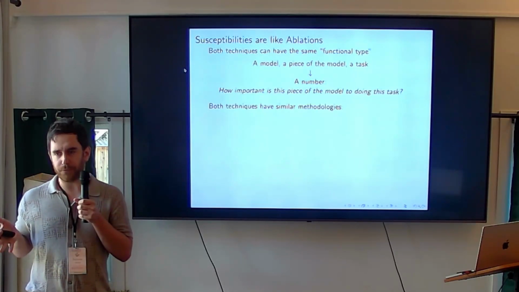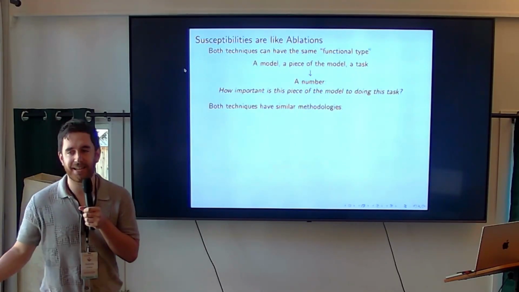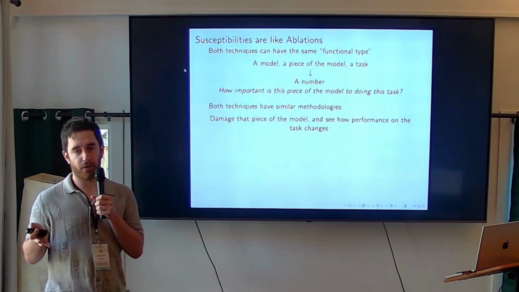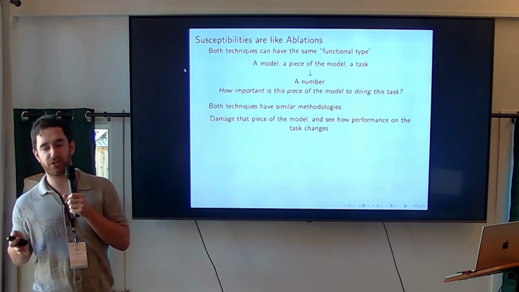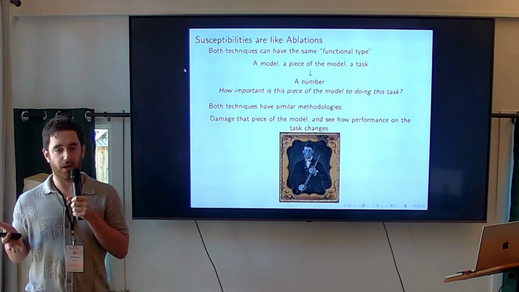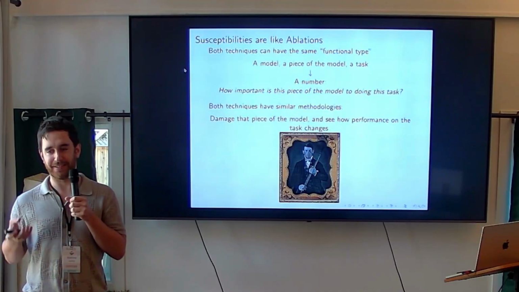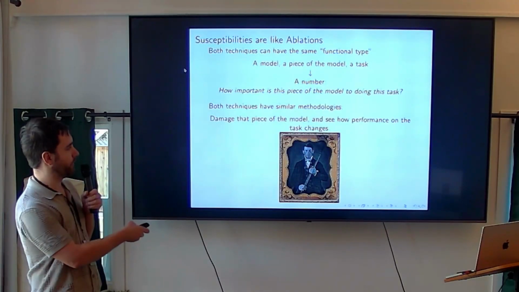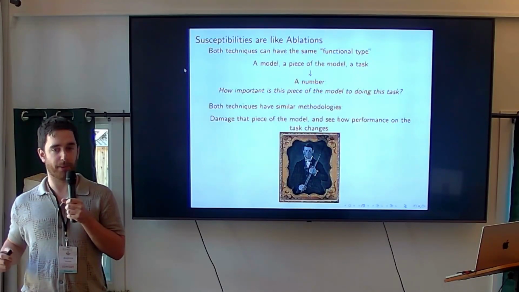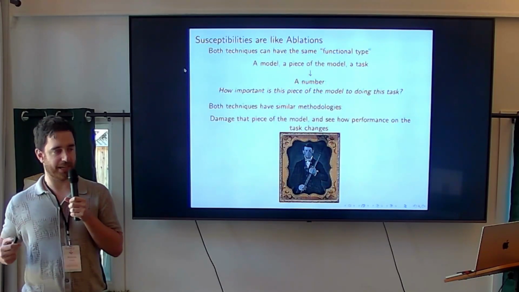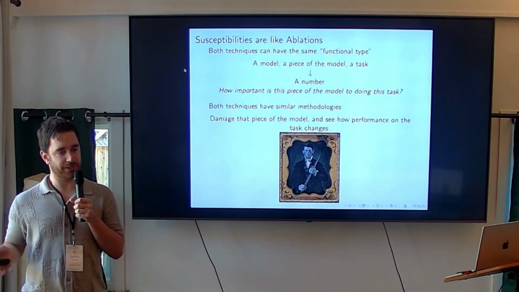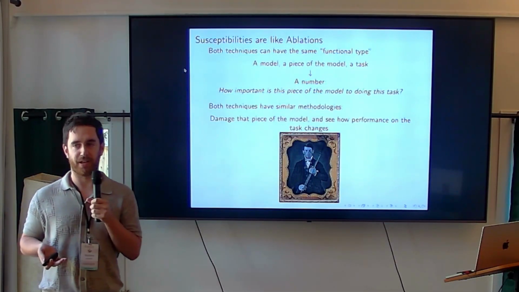And even further, why I started making this talk, both of these techniques go about this in the same way. You damage the piece of the model that you care about, and then you see how that changes performance on the task. So there's a long history of doing this in science, and I think this goes back to neuroscience, and the picture we've got up here is Phineas Gage, who in 1848 had a railroad spike shot through his skull, taking out a big chunk of his frontal lobe, and lived for 12 more years, but everyone claims was a very different person in terms of personality.